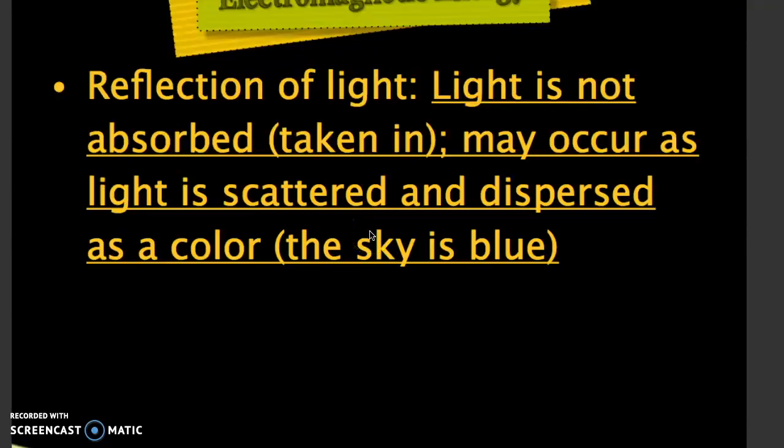So reflection of light. Our definition, or explaining what happens when light is reflected, it's when light is not absorbed or taken in. So it may occur as light is scattered and dispersed as a color. Now this is the reason that the sky is blue. We see that example written down there. When light is reflected, the blue color is scattered and dispersed throughout our sky. That wavelength is not absorbed, and that's why when you look up, you see that our sky is blue.